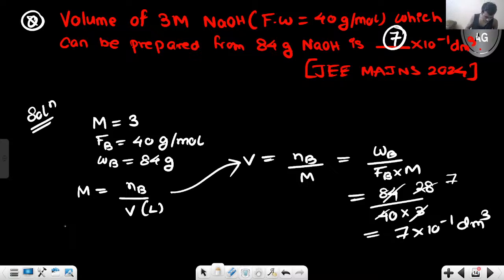Understood? 70 to the power minus 1. Hey, where did you get 70 from? 70 is not correct. So 70 to the power minus 1, the question is also asking. That is 7, not 70.